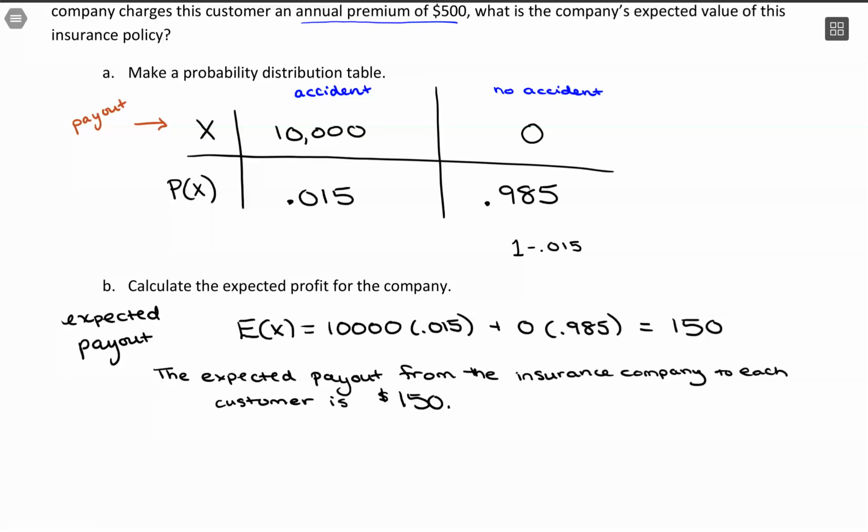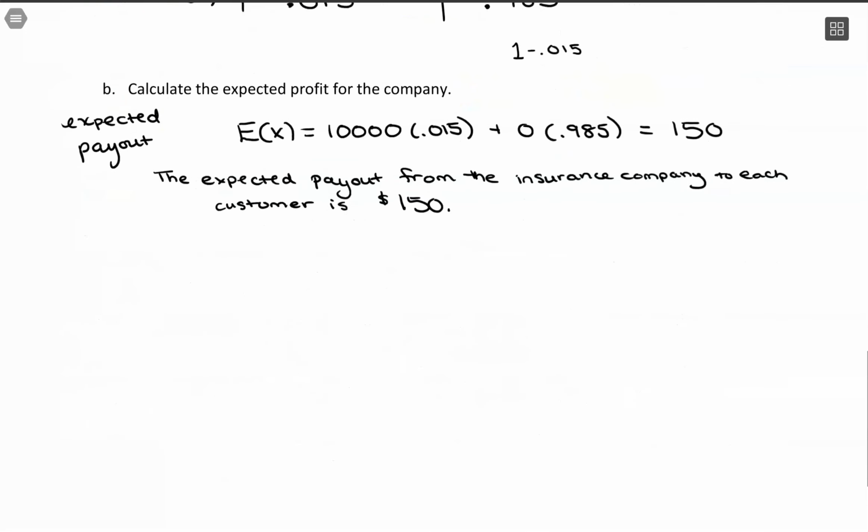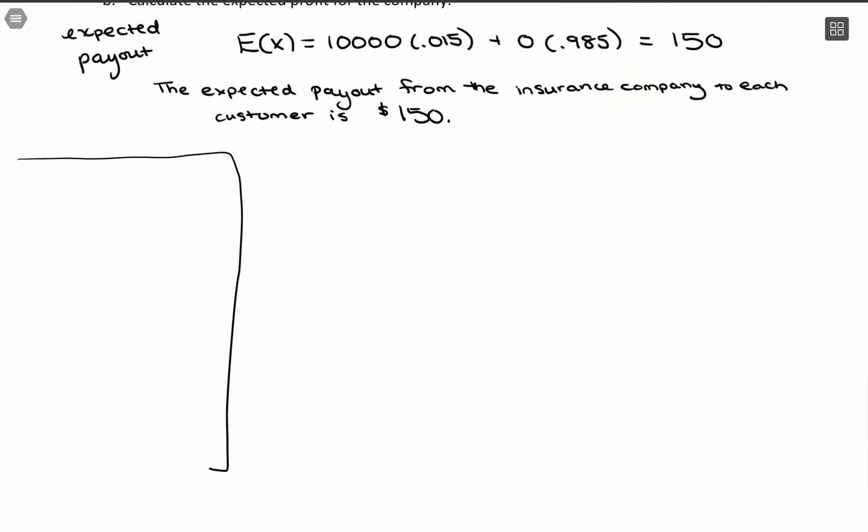So now we know what we expect to pay each customer. Now let's think about how the annual premium comes into account. What they're charging is $500 to each customer. So what we could think about here is the idea of loss and profit. And I'm just going to put this off to the side here. Thinking about making or losing money. So loss would be the idea of them losing money, and then profit would be the idea of making money.